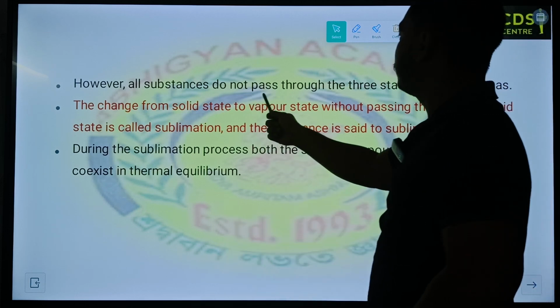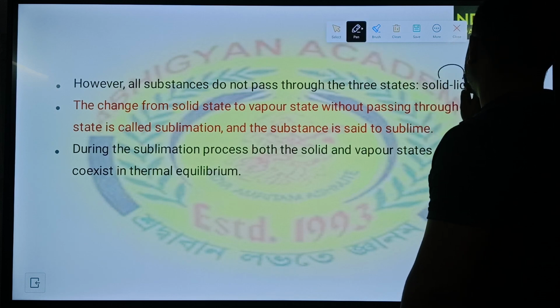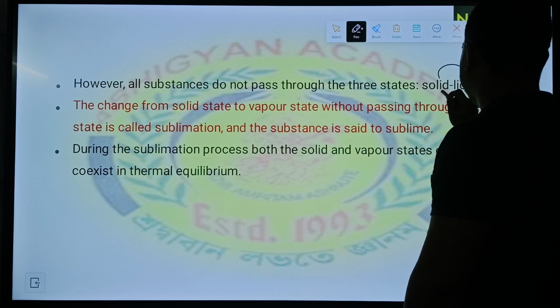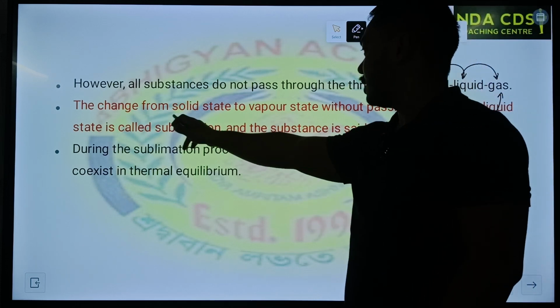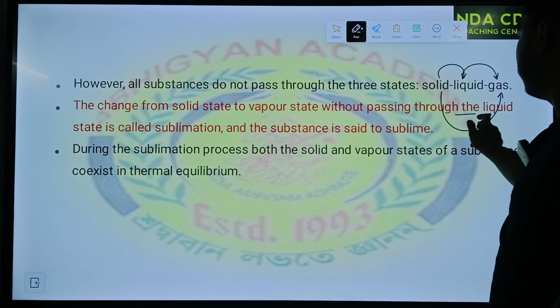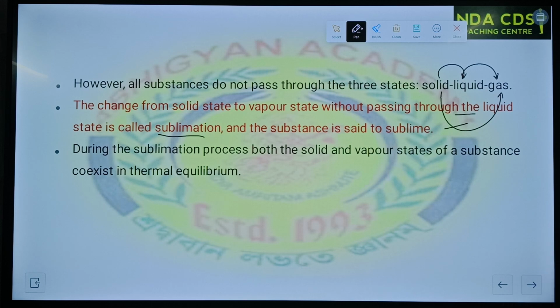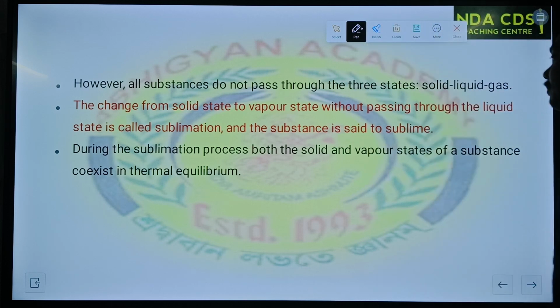However, all substances do not pass through the three states. मतलब from solid to liquid to gas, not all substances do that. Sometimes some substances go directly from solid to gas. Change from solid to vapor state without passing through liquid state is what we call the sublimation process, and the substance is said to sublime. Okay.